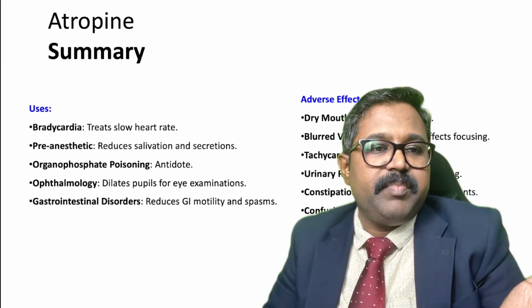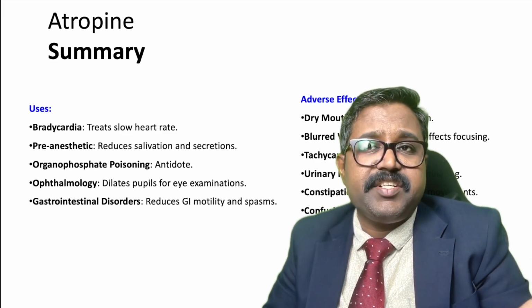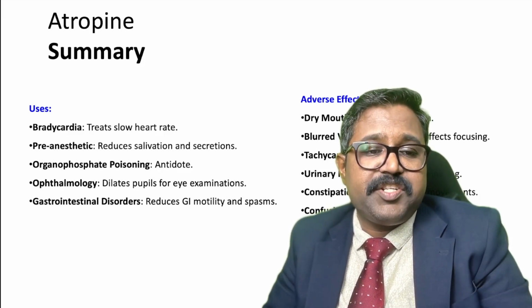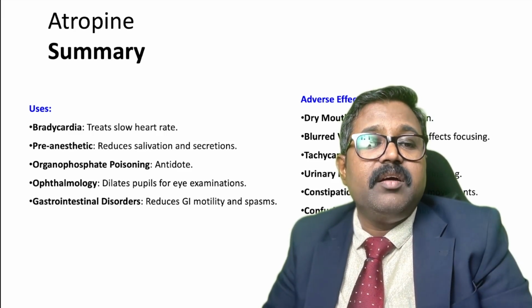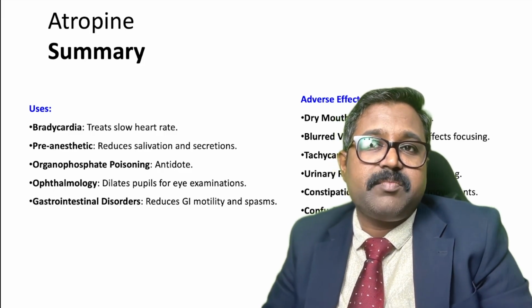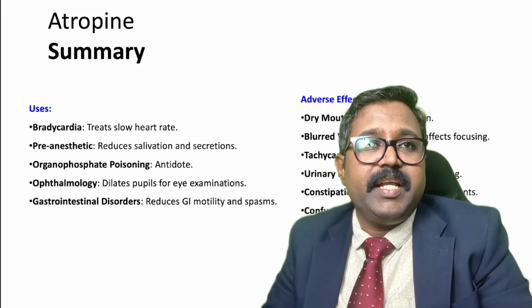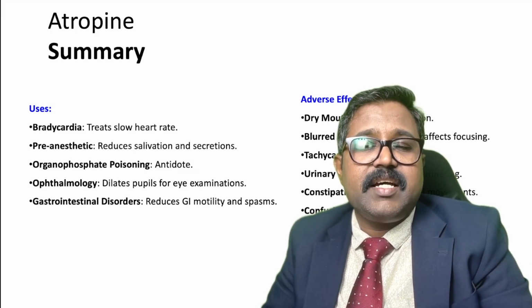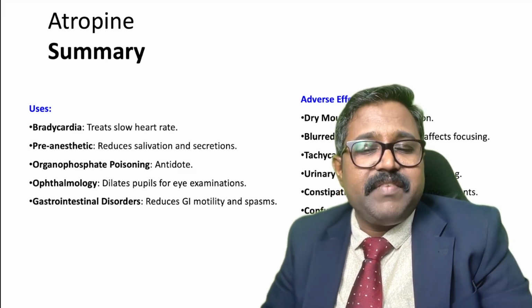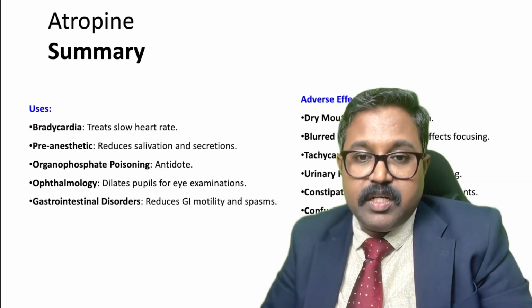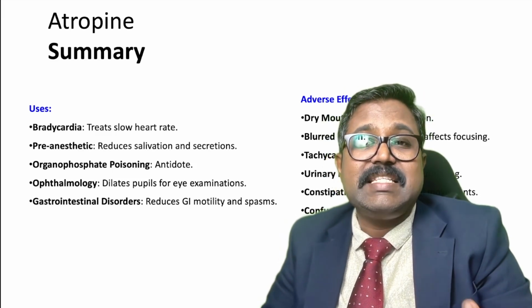So this is the summary of atropine. It can be used in bradycardia because it causes tachycardia, as a pre-anesthetic agent, and in OP compound poisoning. Ophthalmic use is for pupillary examination because it causes dilatation of the pupil. In the GIT, it can be used in irritable bowel syndrome as an antispasmodic agent, and in urinary bladder disorders like urge incontinence, as well as overactive bladder. Adverse effects: it can cause dry mouth, blurring of vision, tachycardia, urinary retention, constipation, as well as confusion because of CNS side effects.